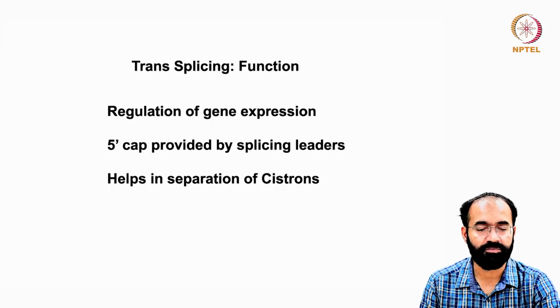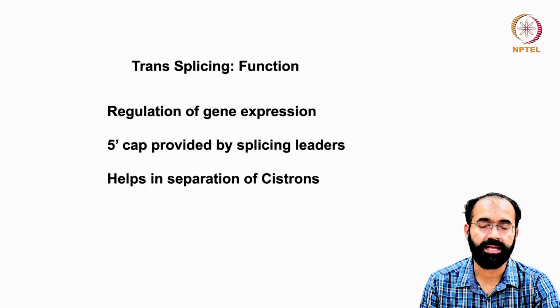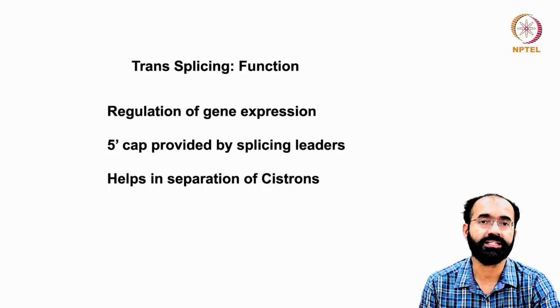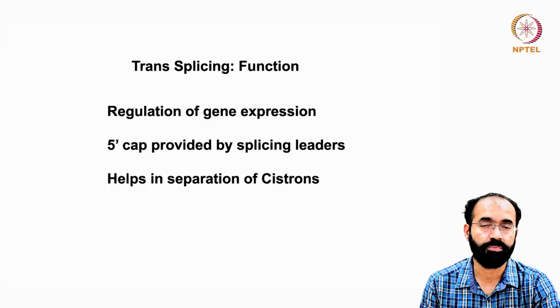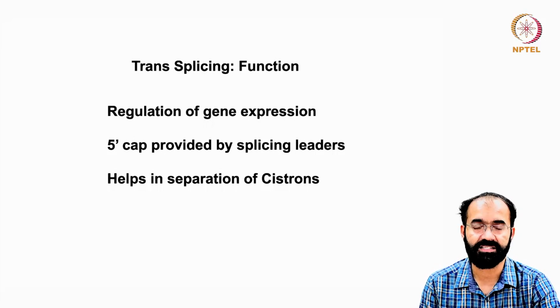First of all, it has a function in the regulation of gene expression. In what way does it regulate gene expression? If a gene is lacking this leader sequence, it may not be able to function in many cases. So it makes sure that the RNA is capable of performing the task it is supposed to be doing. If it is an mRNA, it should be able to participate in translation.